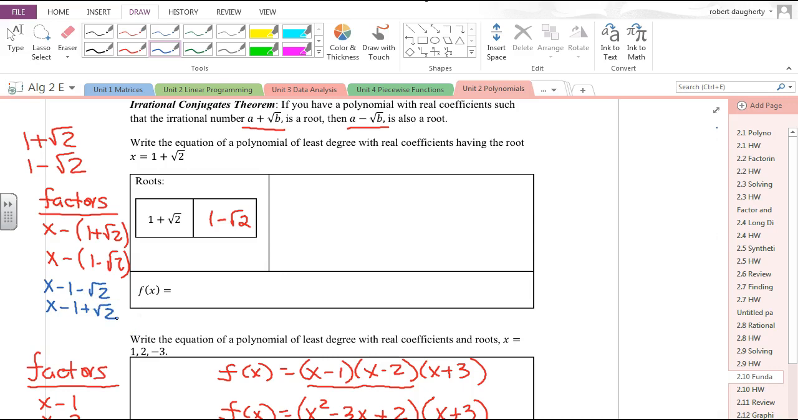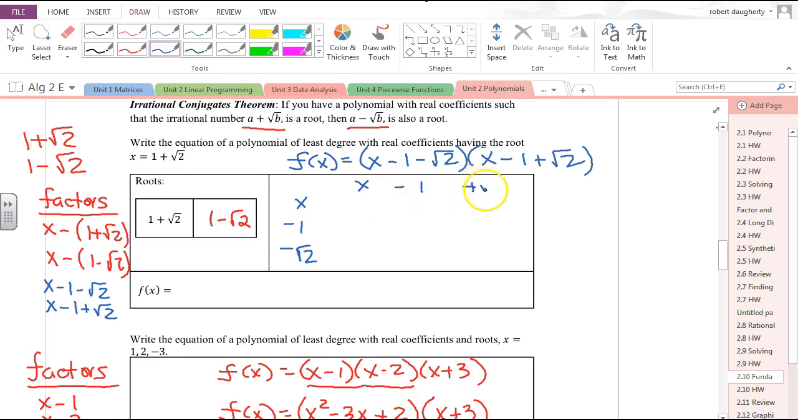So this polynomial is f of x equals x minus 1 minus root 2 and x minus 1 plus root 2. How do I get this to its standard form now? I've got to multiply all this together. So x minus 1 minus root 2 and x minus 1 plus root 2.